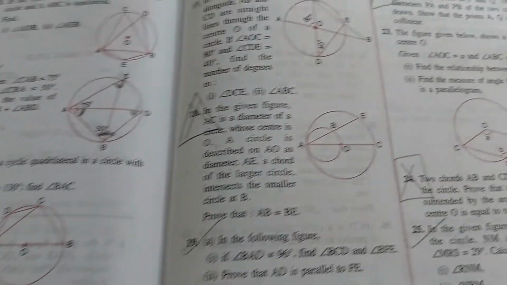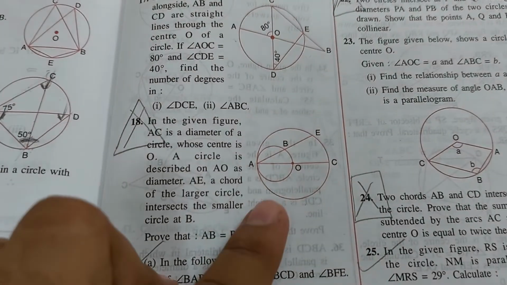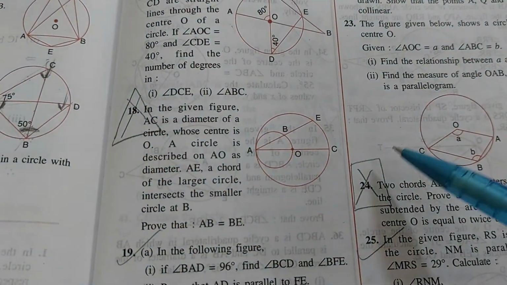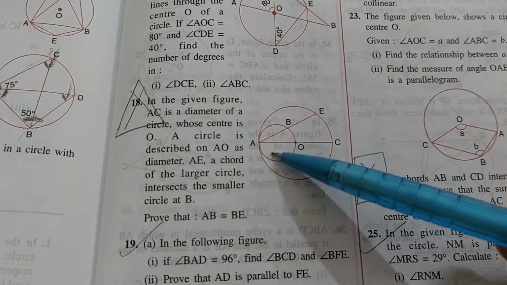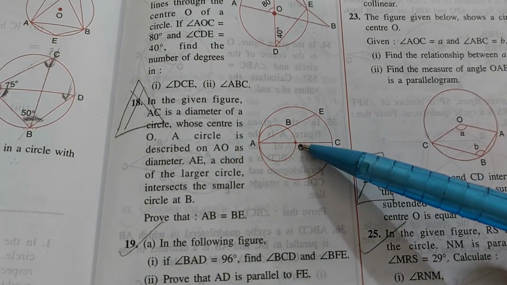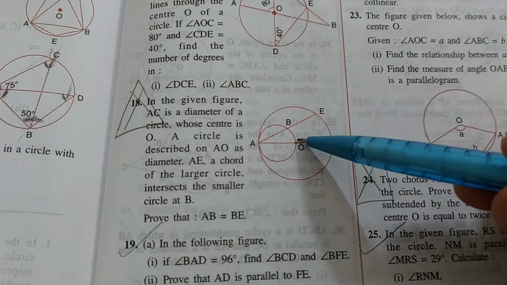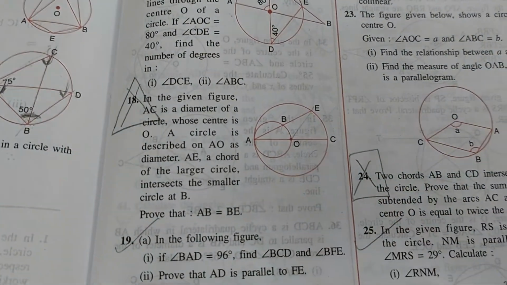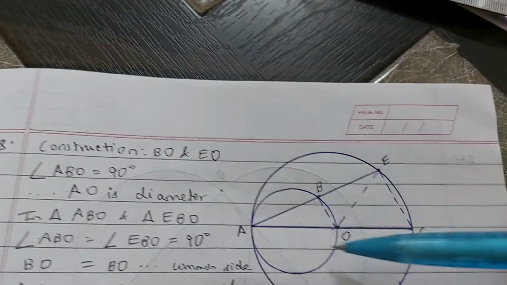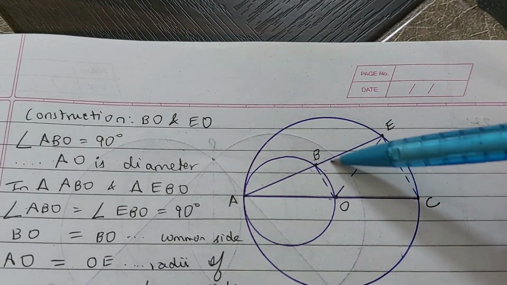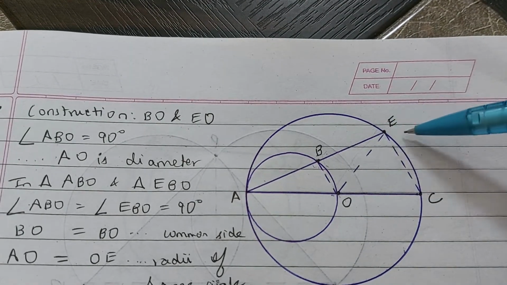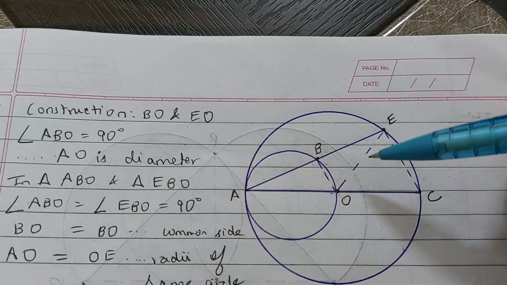Let's do sum number 18. Again, diagram is given. O is the center of the big circle. AC is the diameter. Prove that AB is equal to BE. Here we'll use congruency of triangles. So we have to prove triangle AOB and EOB as congruent. So construction BO and EO. This EC was not required actually.